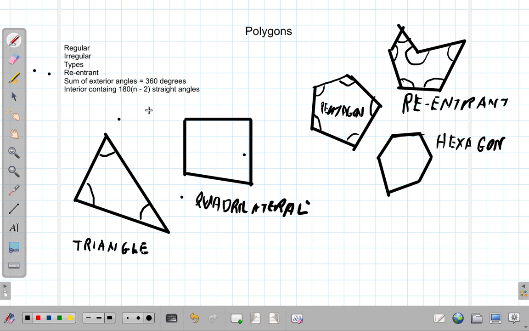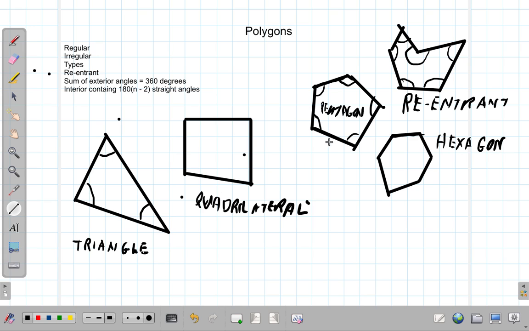Now, you have the regular polygon and the irregular polygon. A regular polygon is one which has all the sides equal in length. And of course, all the angles will be equal as well, right? The irregular polygon will not have that. For example, if this side of this pentagon is shorter than this side, then this is not a regular polygon. But if I tried to make all sides equal in length, it is regular. It would be a regular polygon, right?